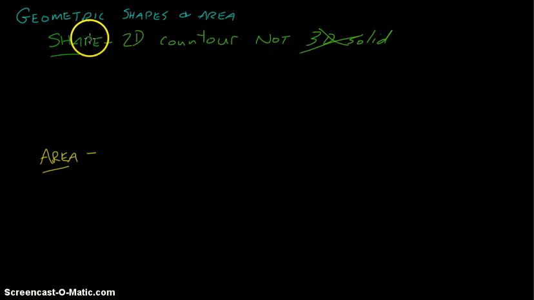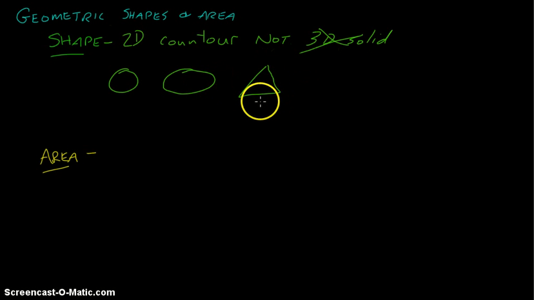Some of your common shapes that you may be familiar with, we have a circle and an ellipse. We might think that is an oval, but technically it would be an ellipse, and another common shape, a triangle, and many other different shapes. If we go to area, our definition of area is a little longer.